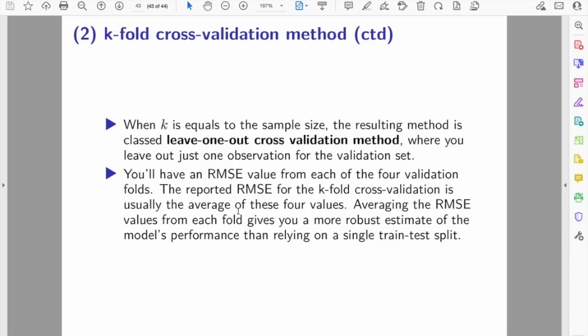Averaging the RMSE values from each fold gives you a more robust estimate of the model's performance than relying on a simple train-test split, which is, as we said, the first technique. So if possible, we recommend using the k-fold cross-validation method when you use cross-validation techniques to build models.